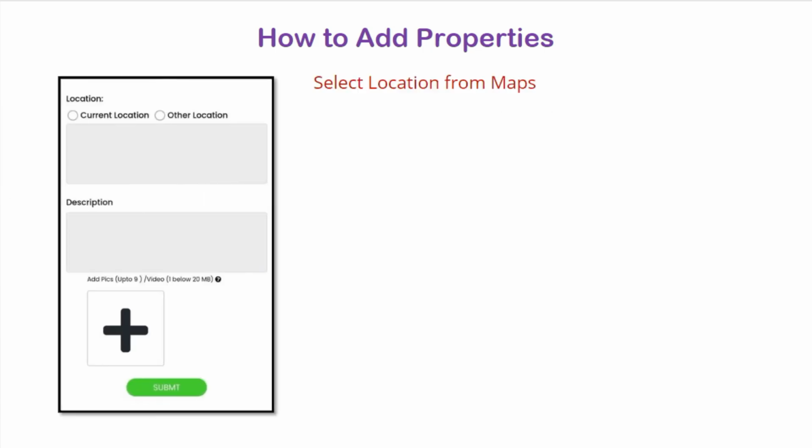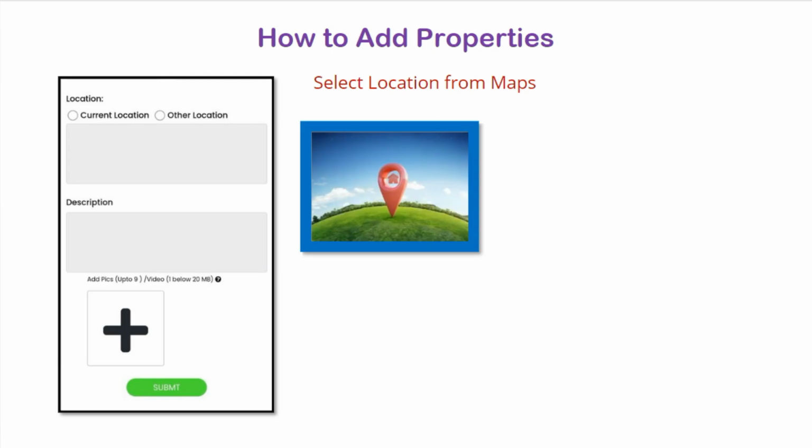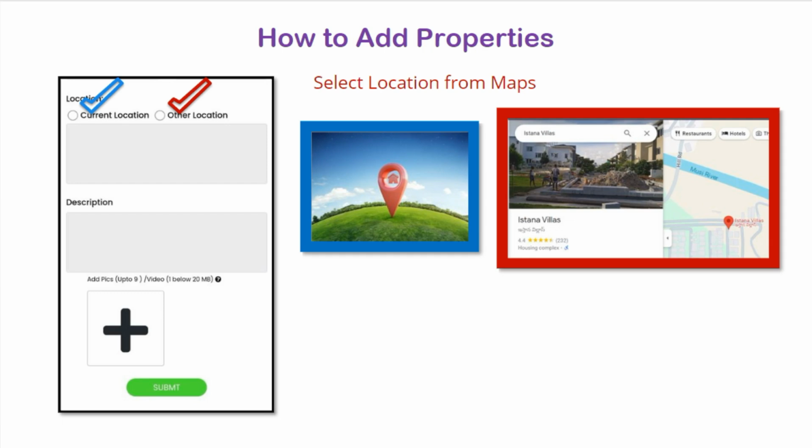Next, select the accurate location of the property. If you are at the property location, select the current option to get current pin location on map. The others option can be used to get pin location using an address or by dragging the pin and placing it at the property location.